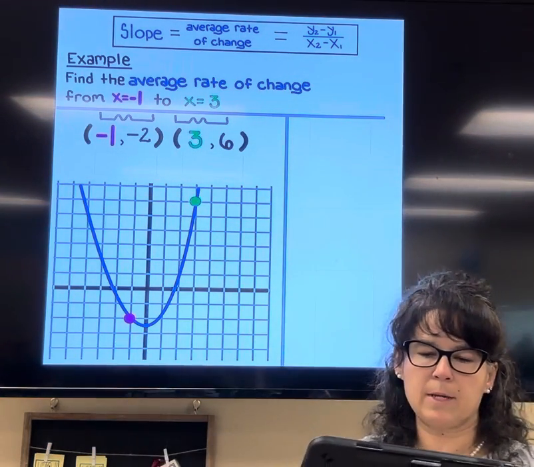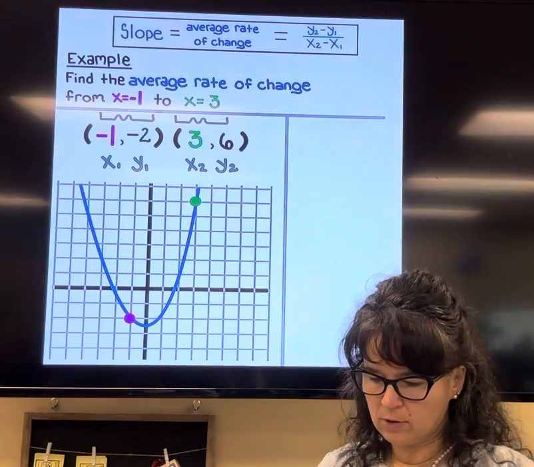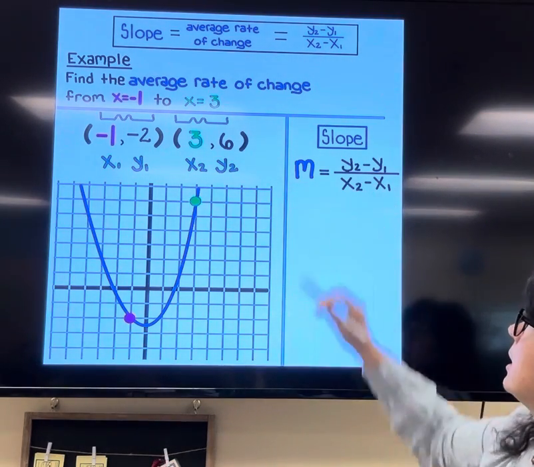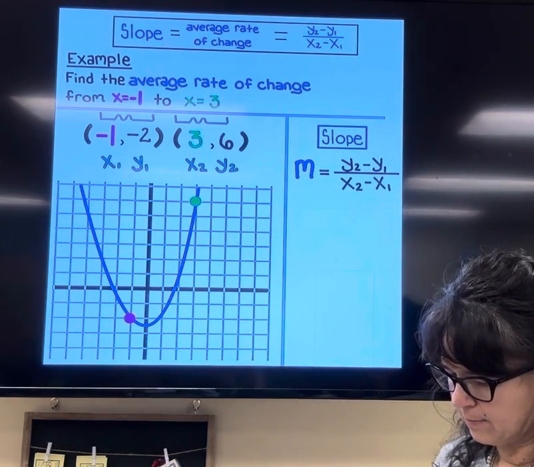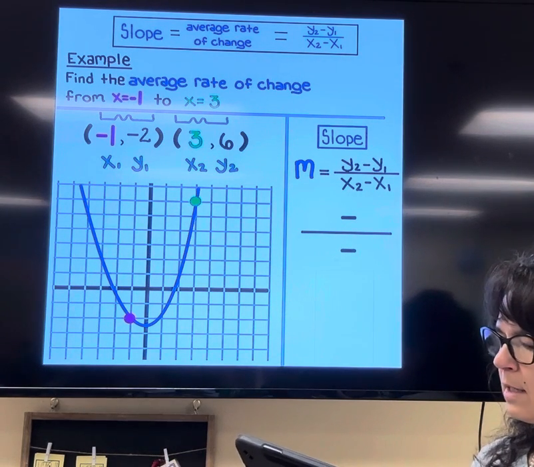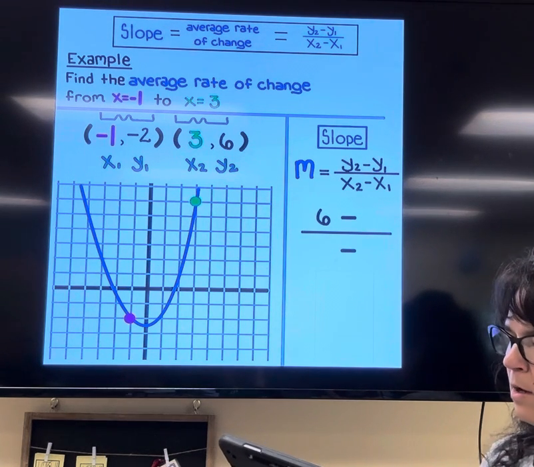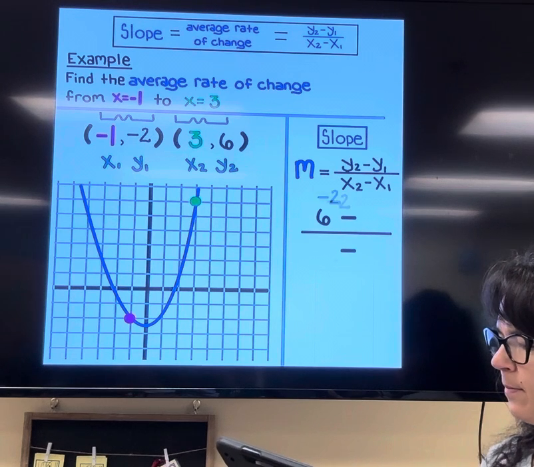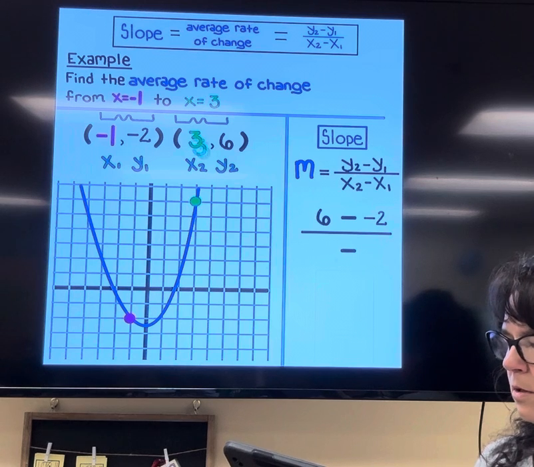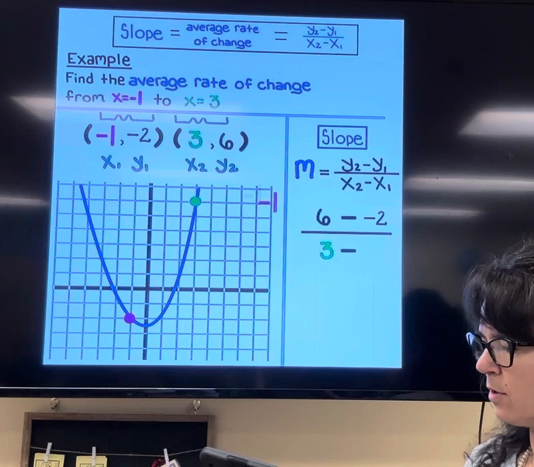These 2 points become my x1, y1, x2, y2. The formula for slope is here. So then let's go ahead and substitute these values in. I've got y sub 2, so I'm going to take this 6 and put that there. Minus y sub 1 goes there. Over x sub 2 goes there. And then minus x sub 1 goes there.